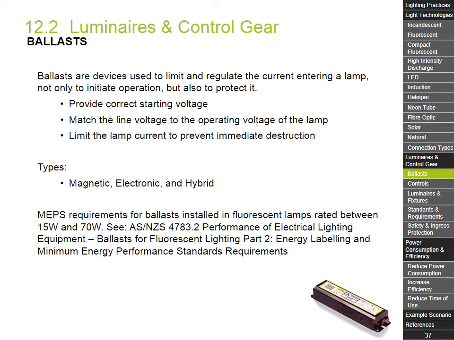There are three main types of ballasts available. Magnetic, which are the least efficient and no longer available in Australia. Electronic, which modify the frequency of power in accordance with the needs of the bulb. These are the most efficient type of ballast and also the most expensive. And a hybrid ballast, which is a combination of technologies from both magnetic and electronic ballasts. These are more efficient than magnetic but less than electronic. Ballasts for fluorescent lamps rated between 15 watts and 70 watts fall under the MEPS requirements.